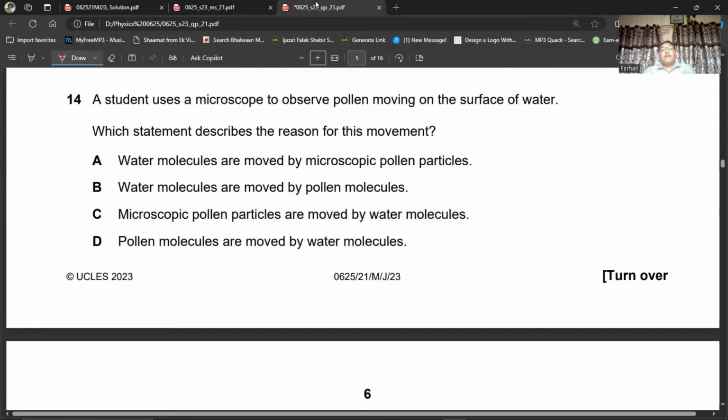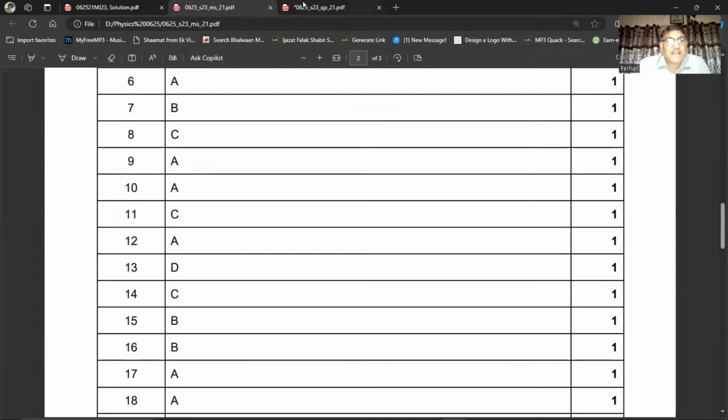Water molecules are moved by the pollen particles. No. Microscopic pollen particles are moved by the water molecules. Yes, that is true. And pollen molecules are moved by the water molecules. So I think these C and D, they look good, but here is a difference. Pollen does not have, I mean, pollen particles, I don't know. Microscopic word is right. I think C is the option. Question number 14, C is the right option.